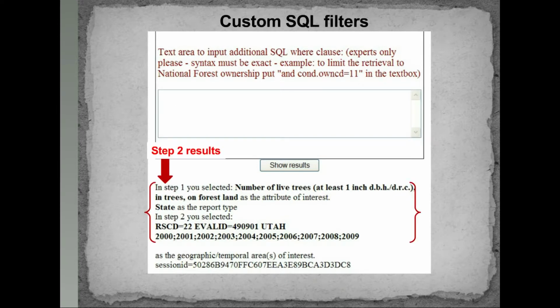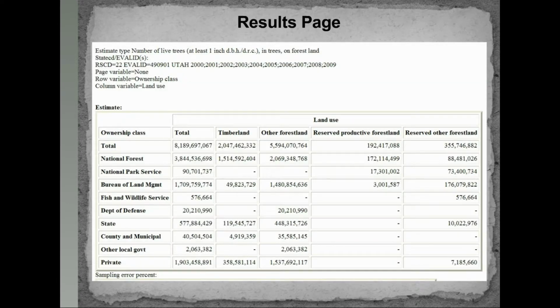And again, we see our step 2 by the time we get to the bottom. This is all on one page that you scroll down for a long time. You see the step 2 results, and you just have to say show the results, and the results look like this. You get a little table. It has your report parameters at the top. One thing that's a little bit strange about this and the other EVALIDator, that takes a little getting used to, is your totals, rows, and columns are at the top and the left rather than the traditional bottom and right.